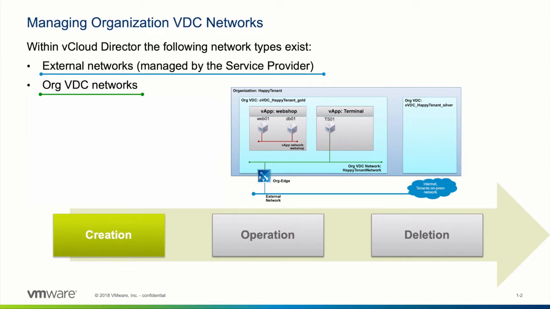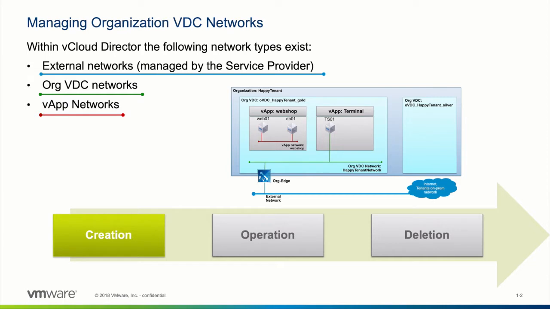An org VDC network enables the virtual machines inside the organization to communicate with each other and can be used to add additional network services like DHCP, NAT, or firewalling. An org network can be extended across multiple organization virtual data centers. A single organization virtual data center can have multiple networks and is managed by the tenant entirely.